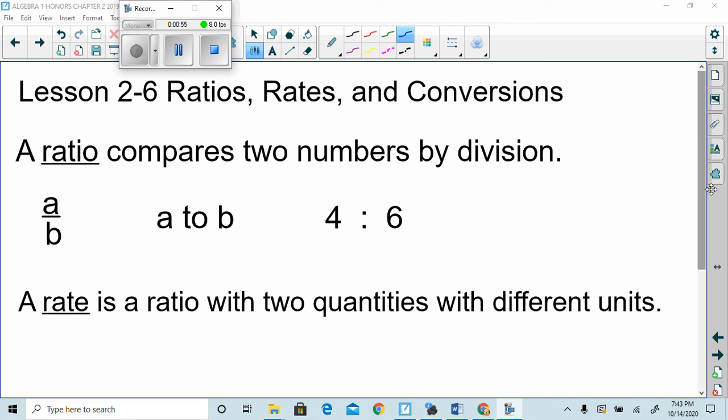Then, the next thing we're going to look at is a rate. And a rate is a ratio with two quantities with different units. A rate could be miles per hour, cost per pound, and we'll talk about more examples.